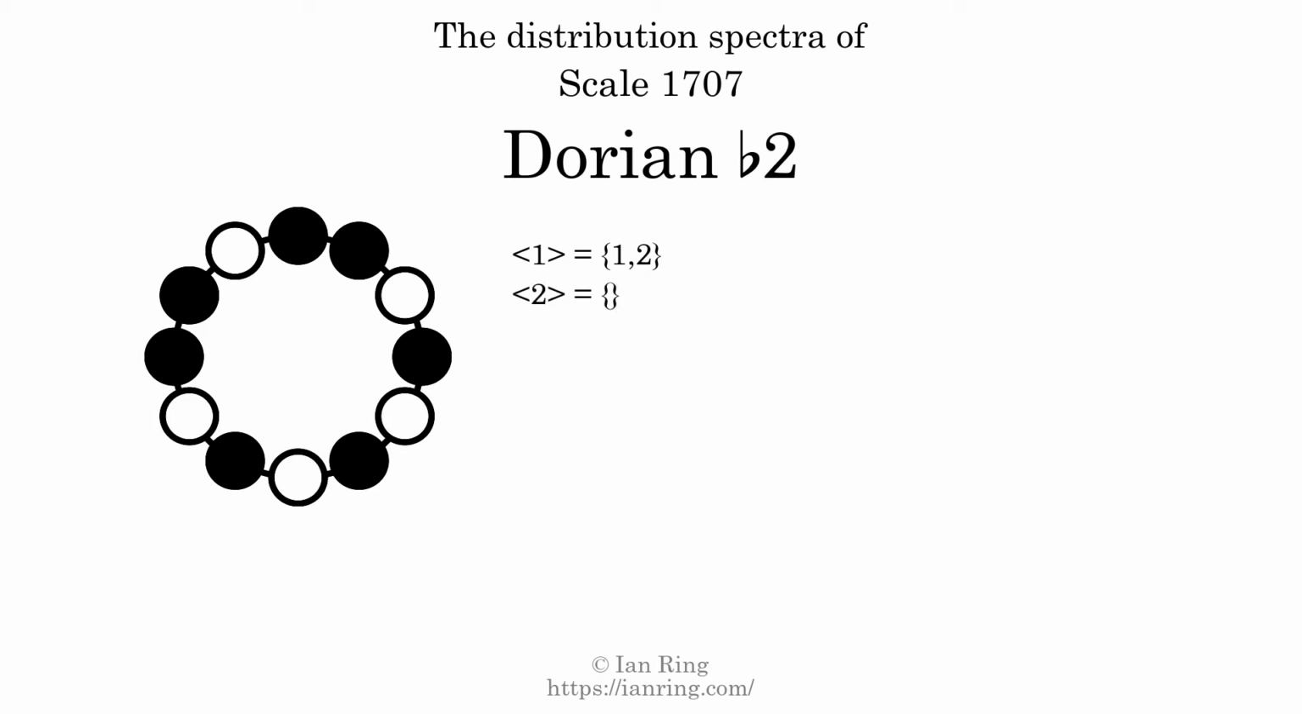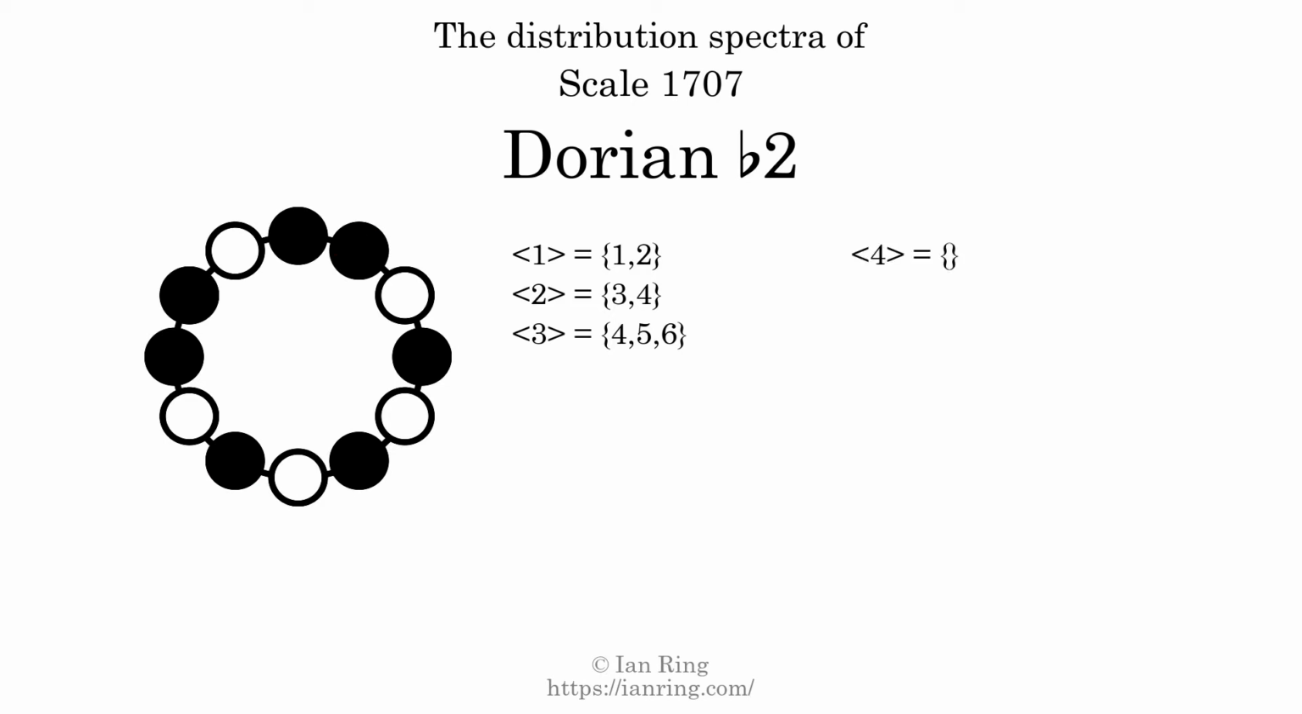The generic interval of two scale steps comes in two different specific interval sizes. 3 semitones and 4 semitones. The spectrum width of this generic interval is 1. The generic interval of 3 scale steps comes in 3 different specific interval sizes. 4 semitones, 5 semitones, and 6 semitones. The spectrum width of this generic interval is 2.